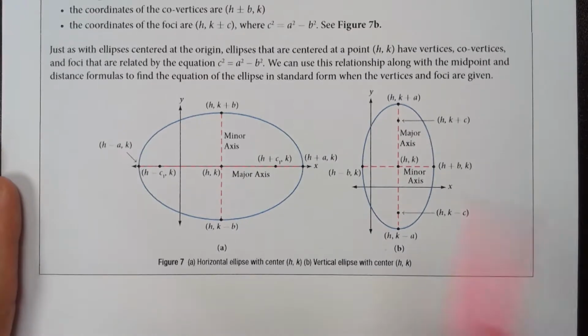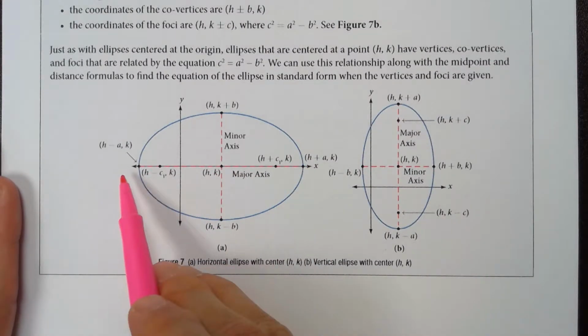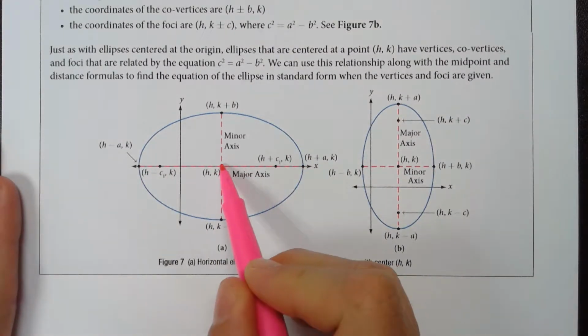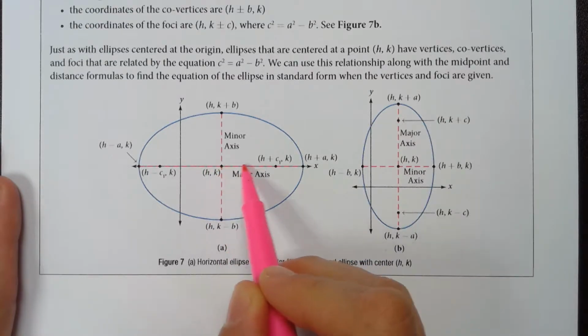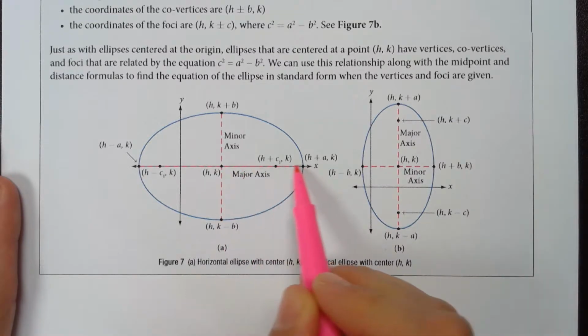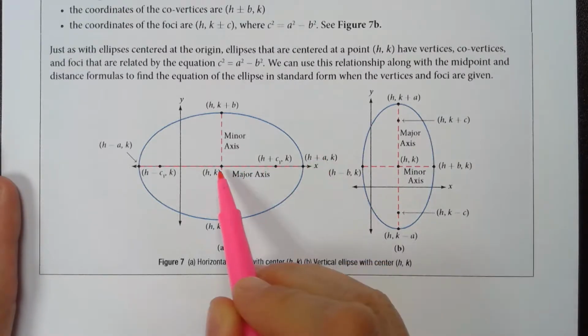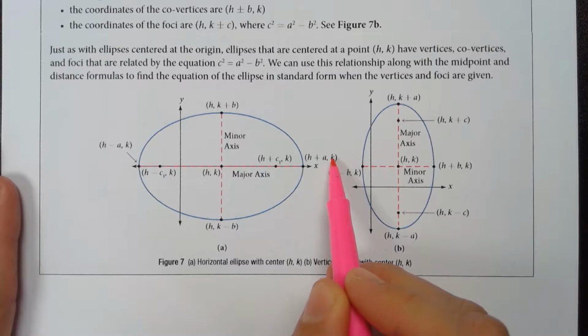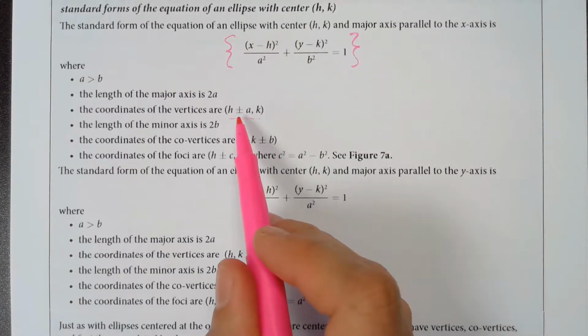In this picture, let's look at our horizontal major axis. If this is your center (h, k), then you're going to take that value a and add it to your x value to get your vertex, right? So we have our h plus a, but y didn't change, so it's still k. Alright, so that's where this formula comes from.